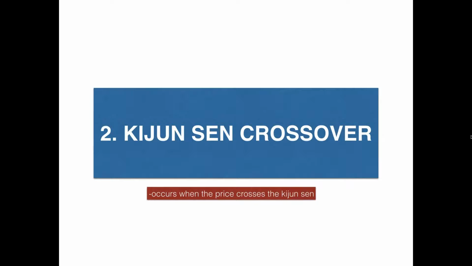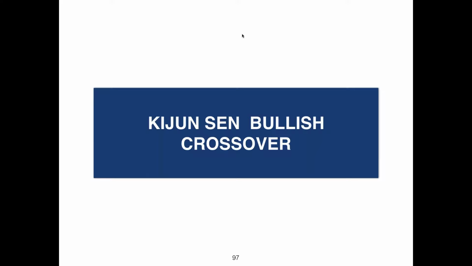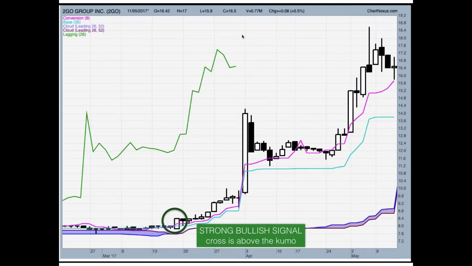Now let's talk about the next Ichimoku signal, the Kijun-sen crossover. The Kijun-sen cross signal occurs when the price crosses the Kijun-sen from above or below. A bullish crossover happens when the price crosses above the Kijun-sen line.